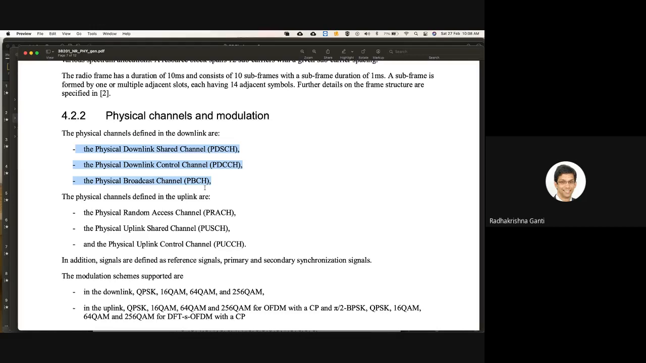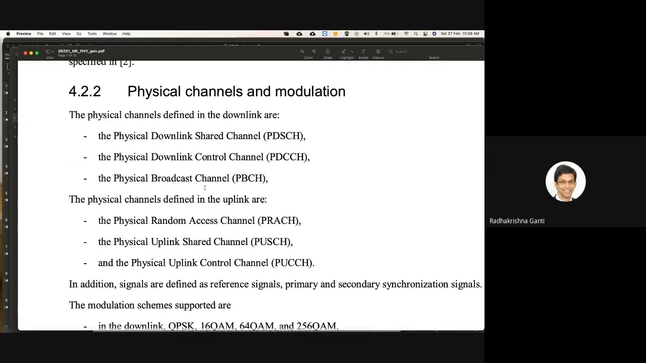In the downlink, the first thing is the physical downlink shared channel. That is the main data channel. Shared channels are always the main data channel. The downlink control channel is where the control information goes through. That's called the PDCCH, physical downlink control channel. And the last channel in the downlink is the broadcast channel, where the general cell information and the synchronization signals go, the PBCH.